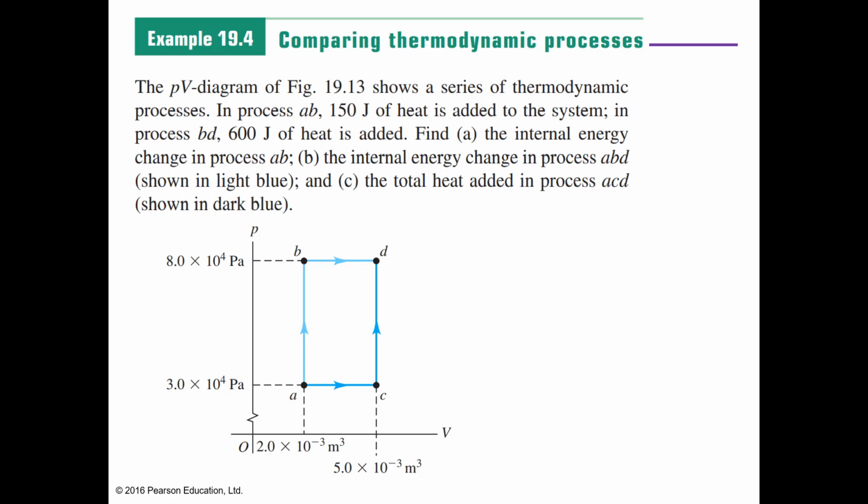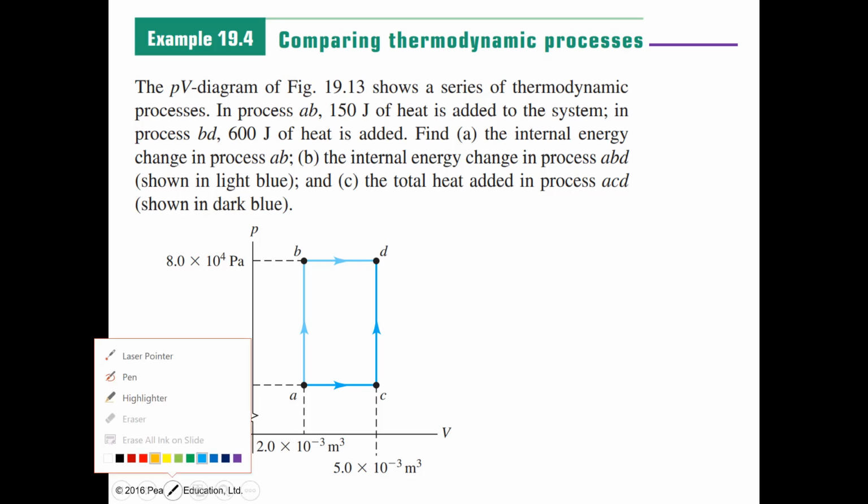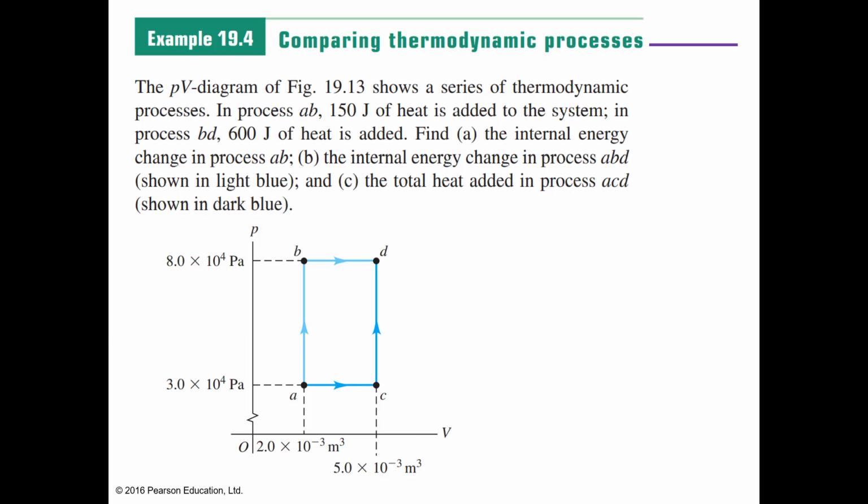Another example, so we have this PV diagram. It shows a series of thermodynamic processes. And given in process AB, the heat is equal to 150 joules. Okay? And then in process BD on top, given that the heat here is equal to 600 joules. Okay? So take note of that.